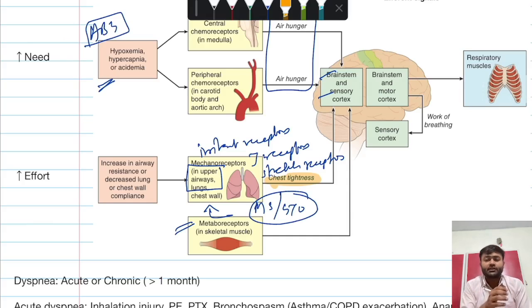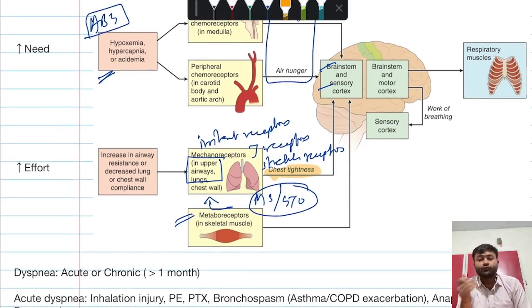And the afferent information will again move to the brainstem and the sensory areas of the brain, subsequently pass to the motor areas, and subsequently the efferent output will be delivered through nerves to the respiratory muscles.